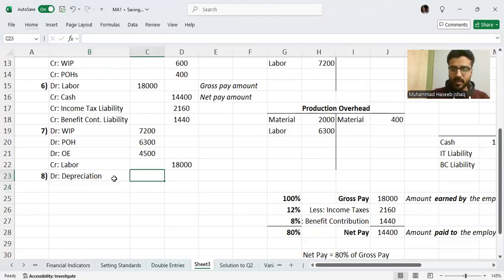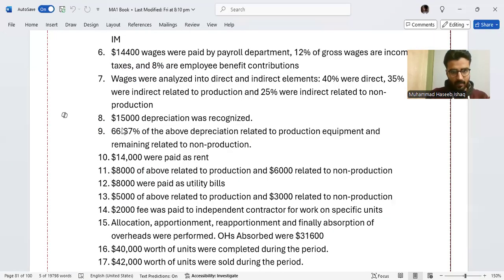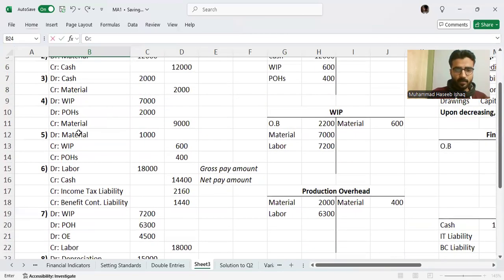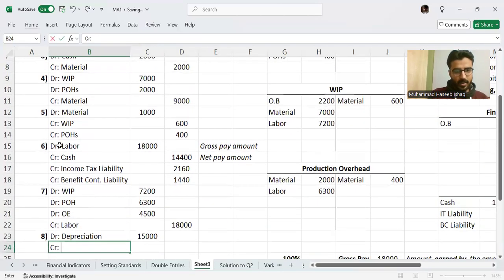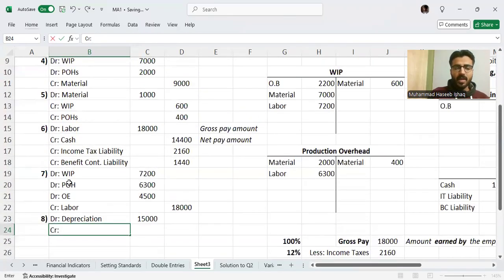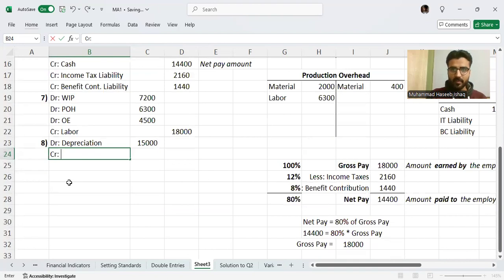So debit depreciation 15,000. What was the amount, right? Yes, 15,000. So 15,000 depreciation was recognized, and then credit. What would be the opposite account that is going to be credited? For example, for labor, the opposite account was cash in this transaction. The credit accounts were cash, income tax liability, and benefit contribution liability. In the case of material, it was cash. It may be payable also if the material was purchased on credit, for example. But here, of course, we are not paying the depreciation. Depreciation is definitely not a cash flow. So what are we going to credit then?